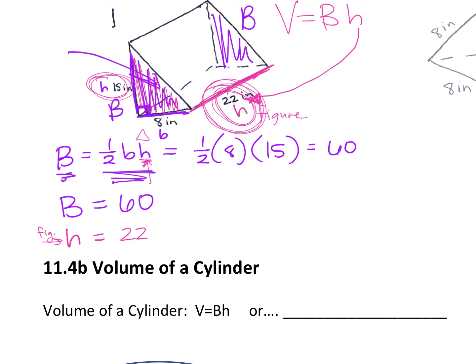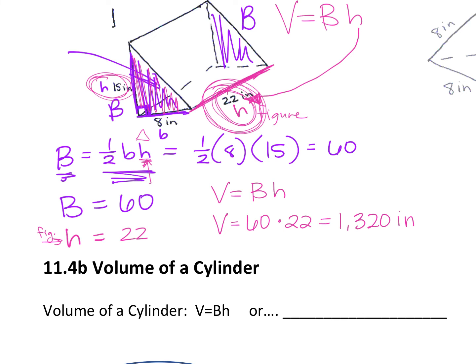So if I say volume equals base times height, then volume equals 60 times 22. If you multiply that, you get 1,320. How do you label it?